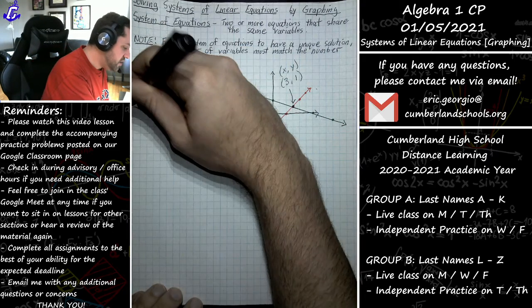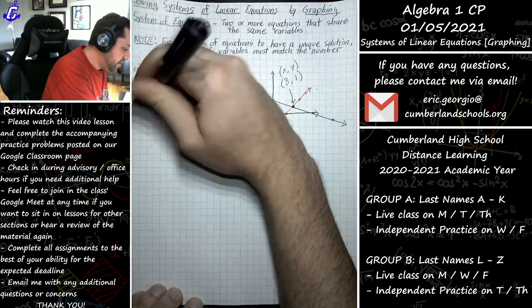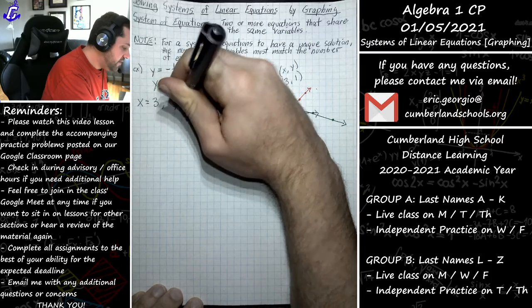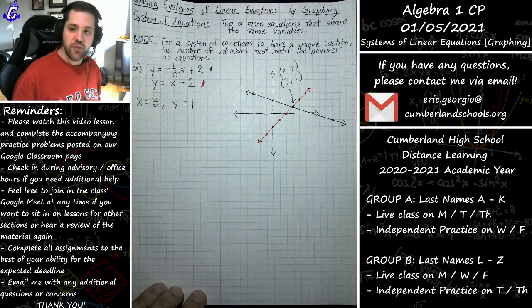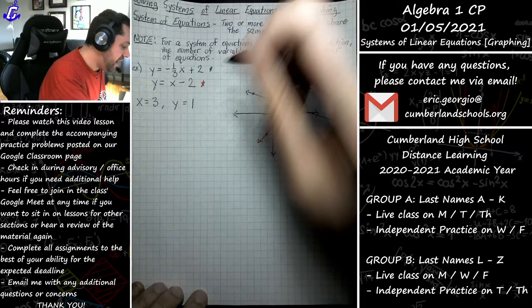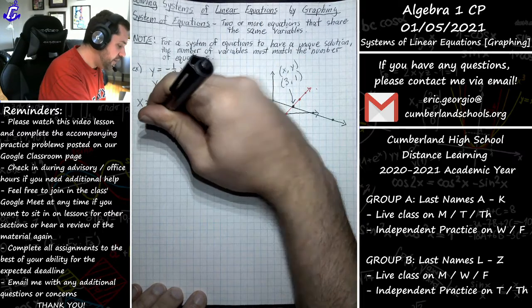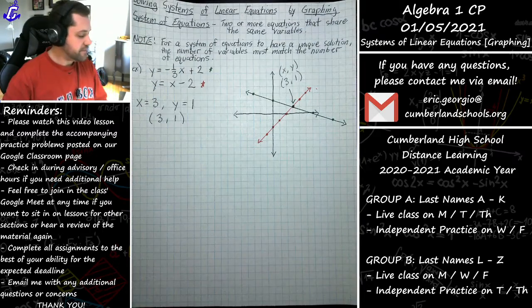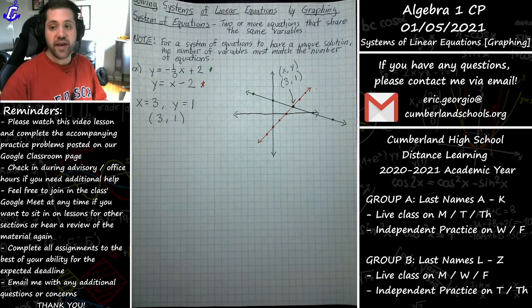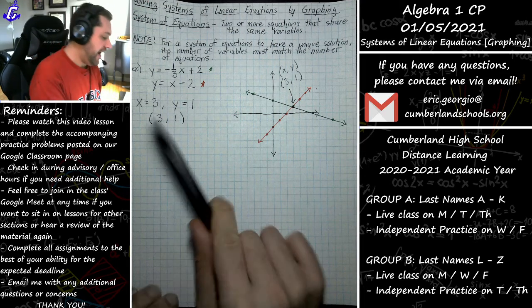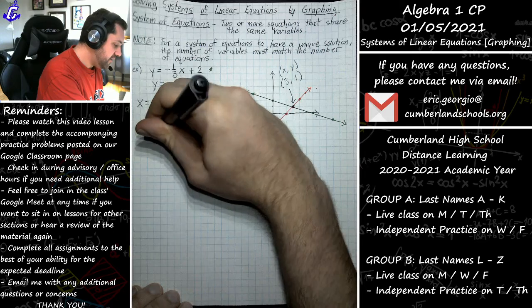Okay? Your solution would be x is equal to 3 and y is equal to 1. Or you could actually leave your solution written as an ordered pair, and you could say your solution is (3, 1). Either way, whatever works for you. Because writing it as an ordered pair implies that x is 3 and y is 1, because that's your x and that's your y.